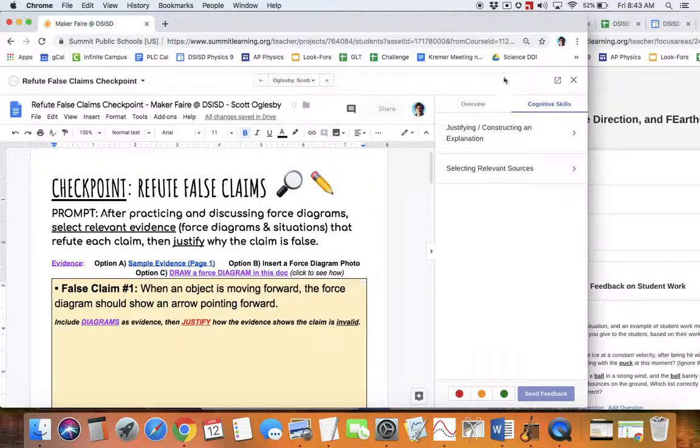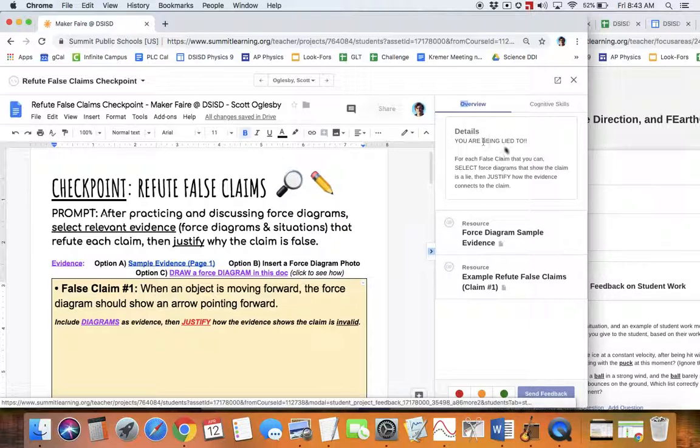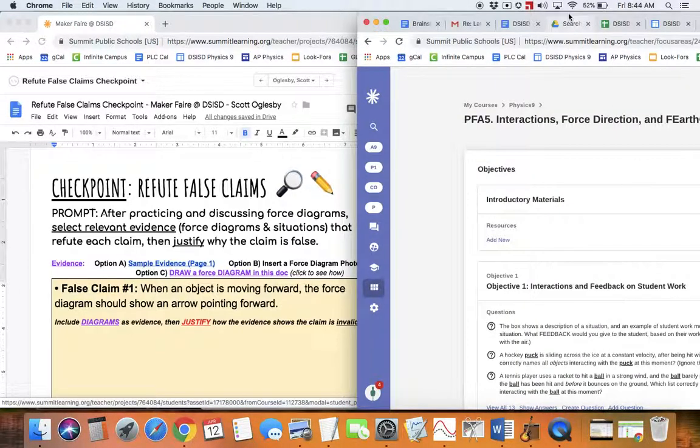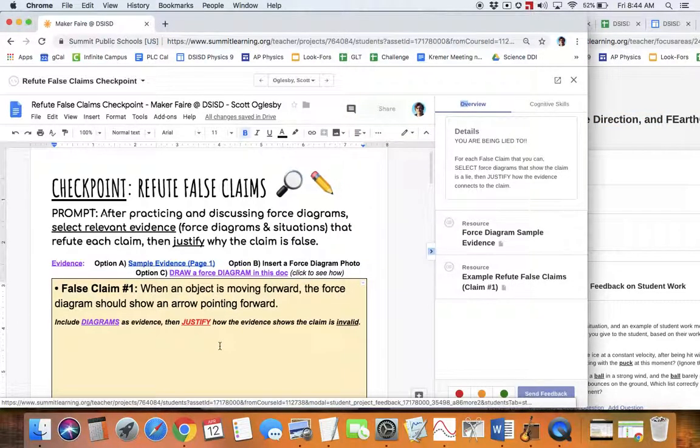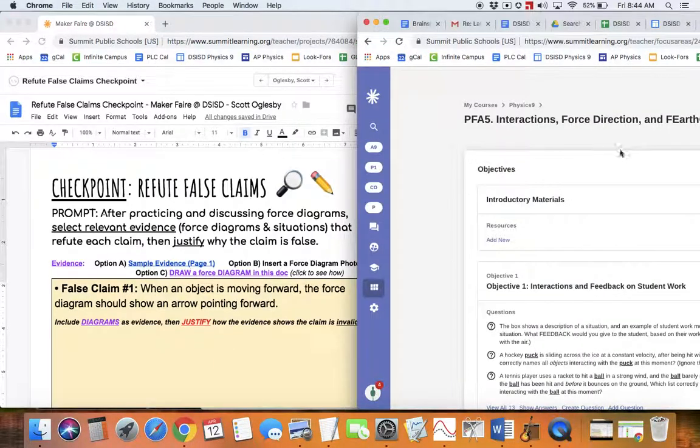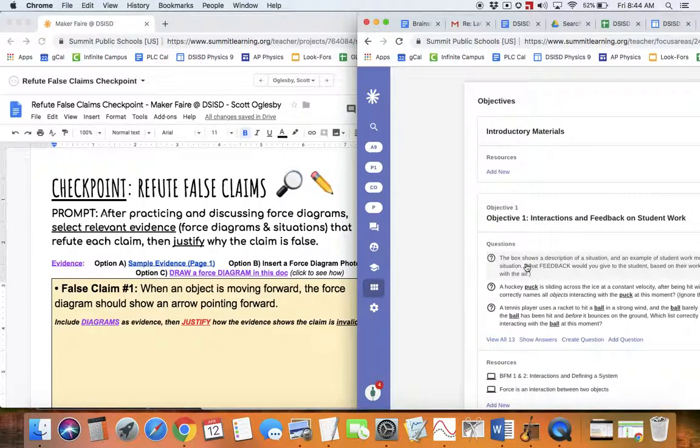Two reasons why this is going to be important to you. First of all, this is going to be a cog skill graded on justifying and selecting relevant sources. It's a really good way to practice using evidence to prove that someone is lying to you. And lastly, it's going to help you pass this power focus area about interactions and force direction. Just thinking through these false claims will help you understand how to get some of these power focus area questions correctly solved and pass the content assessment.